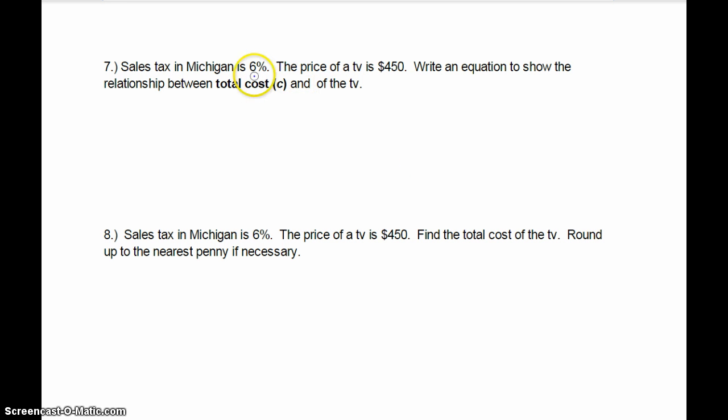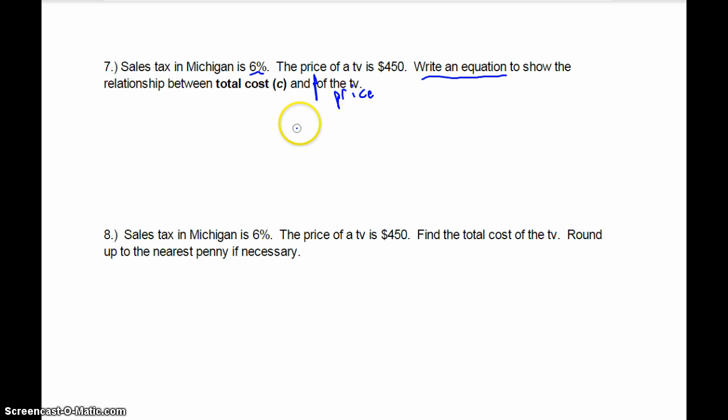Alright, sales tax in Michigan is 6%. The price of a TV is $450. Write an equation to show the relationship between total cost and price. I don't know why it didn't show up, it should say P, price. So that was probably a little confusing. This is the equation part.